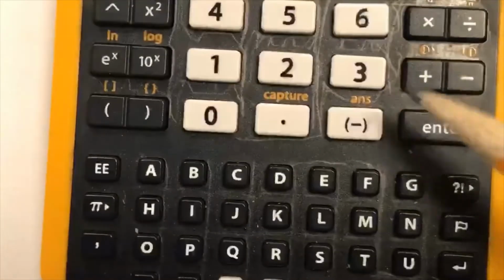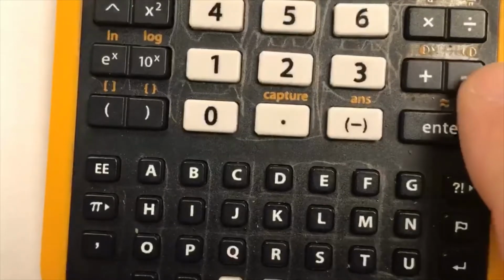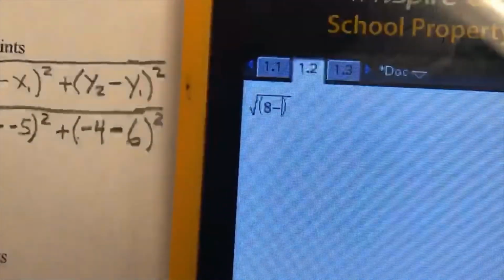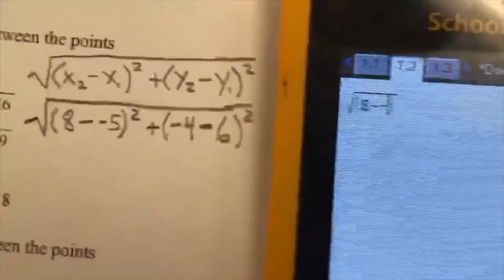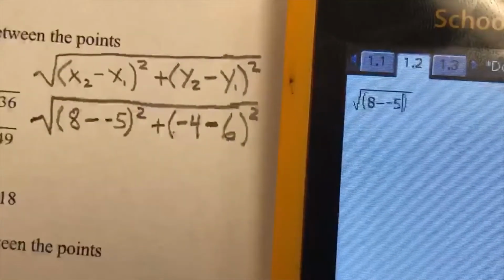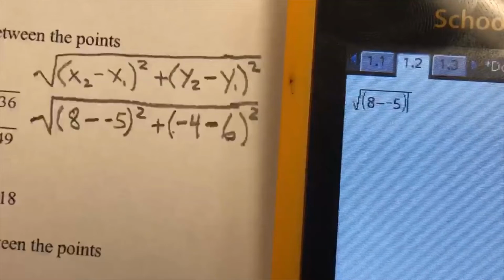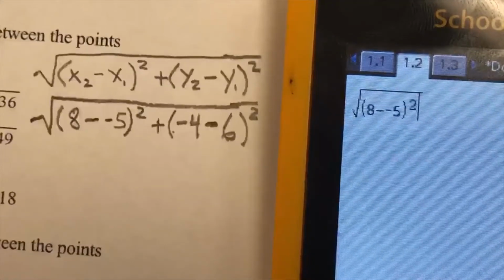Let me scroll up here so you can see. Here's my minus sign right here, and here is the negative sign here. So now we put negative 5, close parentheses. Now hit the x squared, that's the button next to the 4. We got to square that.